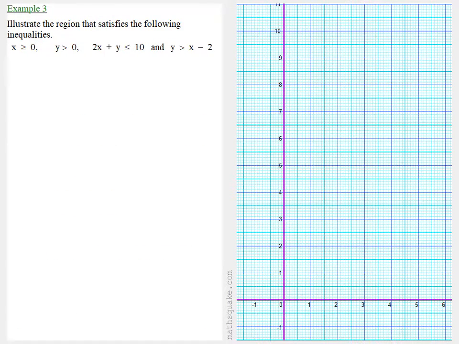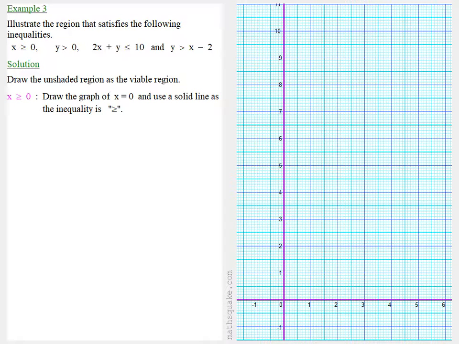Example 3. Illustrate the region that satisfies the following inequalities. x is greater or equal to 0, y is greater than 0, 2x plus y is less than or equal to 10, and y is greater than x minus 2.